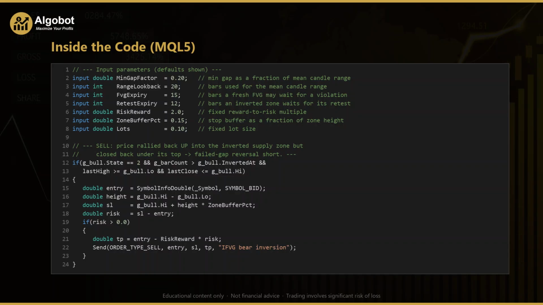The code measures the zone height, places the stop-loss just above the top of the zone plus the buffer, and computes the risk as the distance from entry to stop. As long as that risk is positive, the take-profit is set at entry minus the reward-to-risk multiple times the risk, and the order is sent. The buy side is the exact mirror, using the ask price and the inverted demand zone.